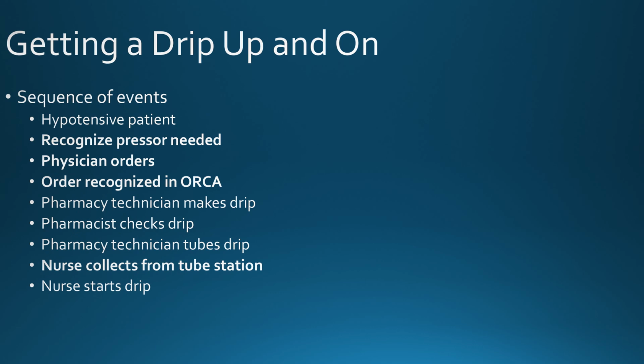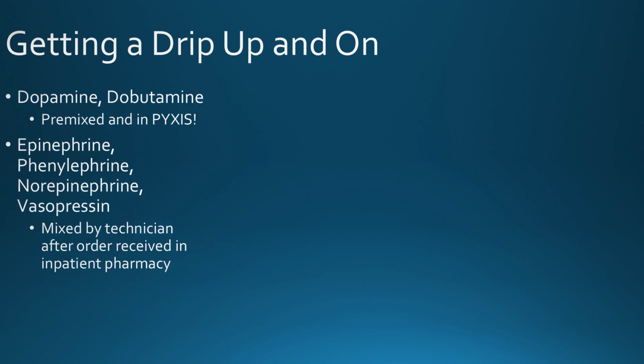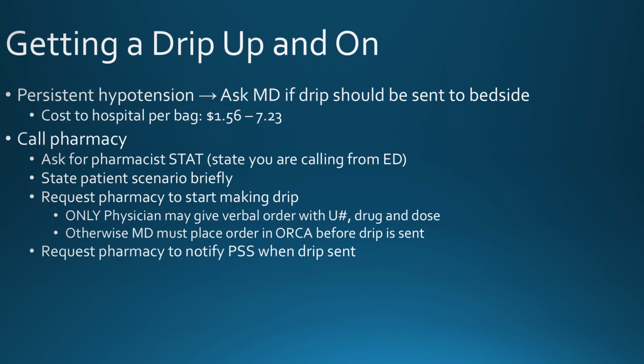The sequence of events: hypotensive patient, recognize the pressor need, physician order, and the pharmacy technician and pharmacist help, and the drip is started by the nursing staff. Dopamine and dobutamine are premixed. Epinephrine, phenylephrine, norepinephrine, and vasopressin are mixed by the nursing staff. For persistent hypotension, ask the doctor if the drip should be sent to the bedside, and call pharmacy to get the drip ready.